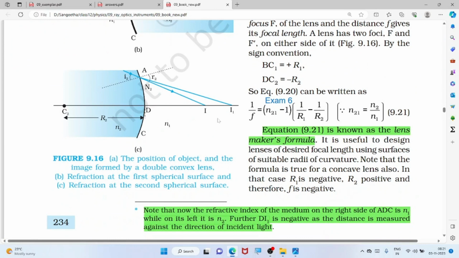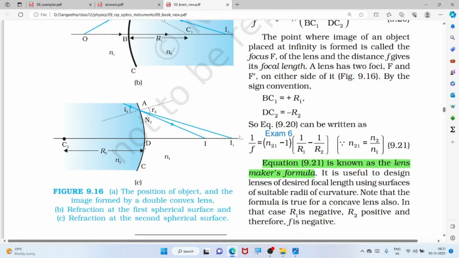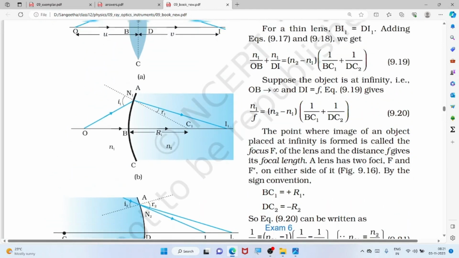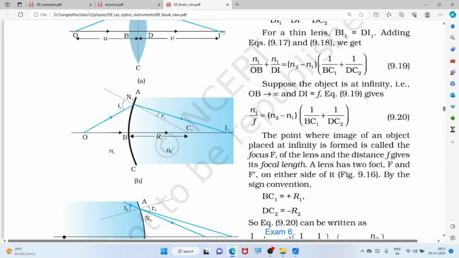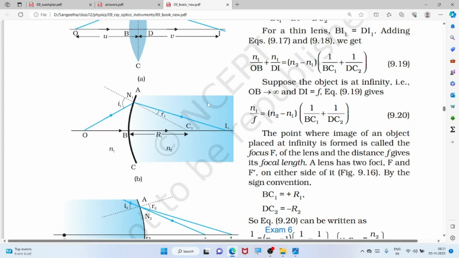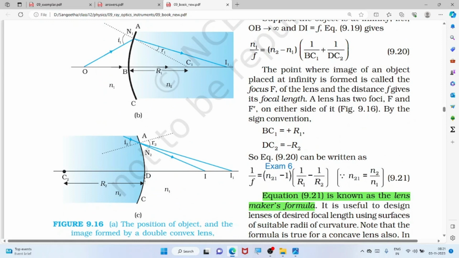So here this is the lens maker formula. The important thing here, this n1, is the refractive index of the air. So if you have some other medium, you have to replace that in the formula with some other number instead of 1.